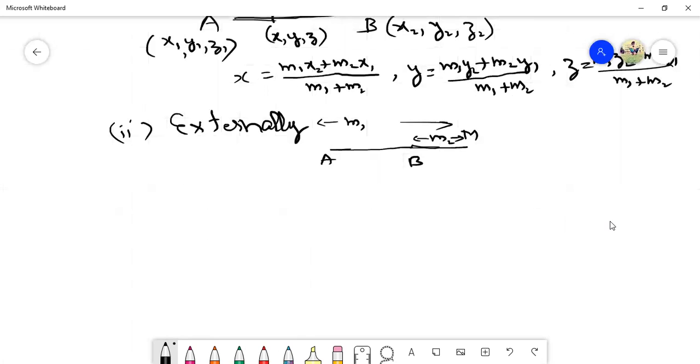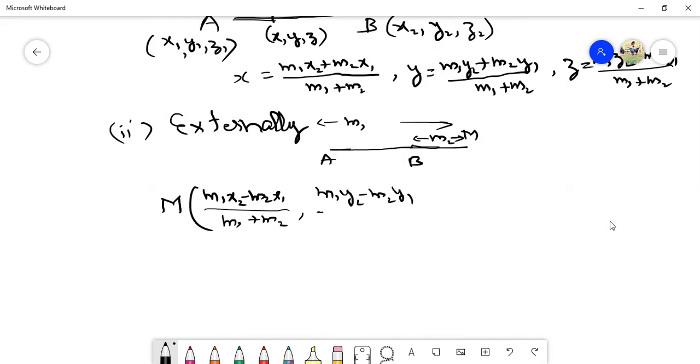Then the coordinates of M will be equal to m1 x2 minus m2 x1 upon m1 minus m2. The y coordinate will be equal to m1 y2 minus m2 y1 upon m1 minus m2, and the z coordinate will be equal to m1 z2 minus m2 z1 upon m1 minus m2.